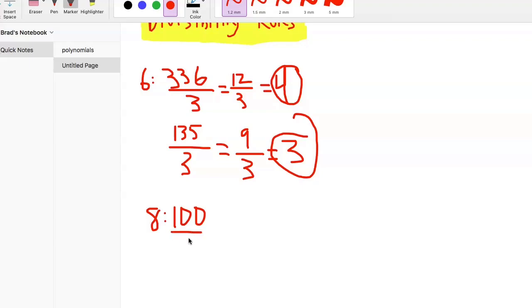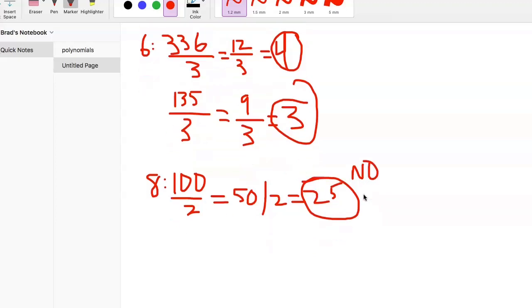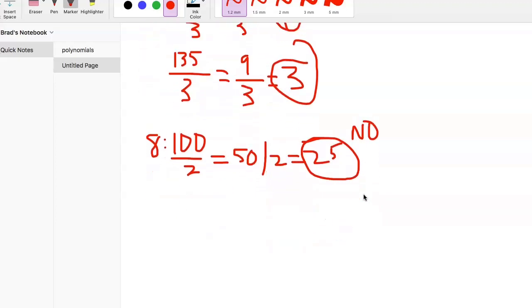All right, so 100 divided by 2 is 50. 50 divided by 2 is 25. Okay, same rule. If this answer is odd, which this one is, then it's a no. So we got no on this one. If the answer is even, then we have a yes.